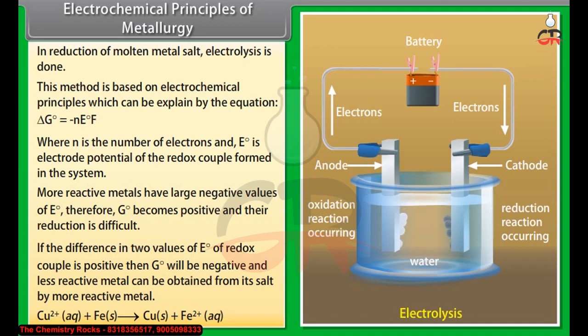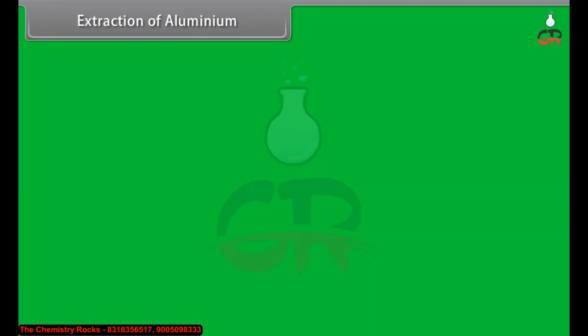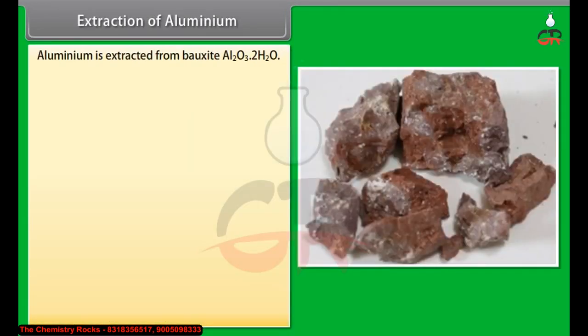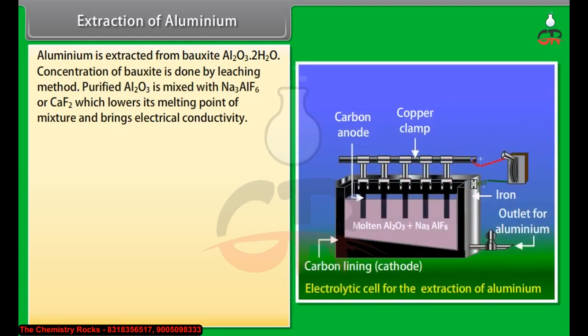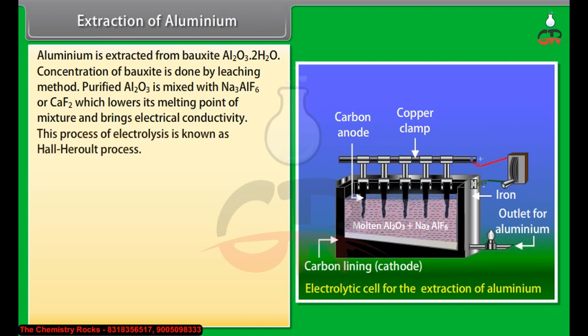Extraction of aluminium. Aluminium is extracted from bauxite, Al2O3.2H2O. Concentration of bauxite is done by leaching method. Purified Al2O3 is mixed with Na3AlF6 or CaF2, which lowers the melting point of the mixture and brings electrical conductivity. This process of electrolysis is known as the Hall-Héroult process.